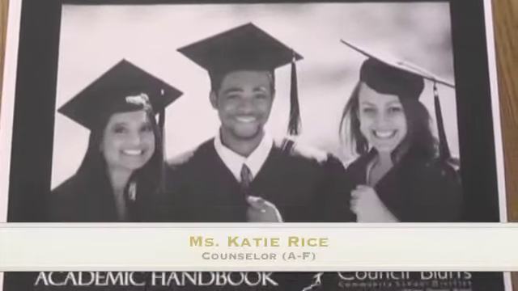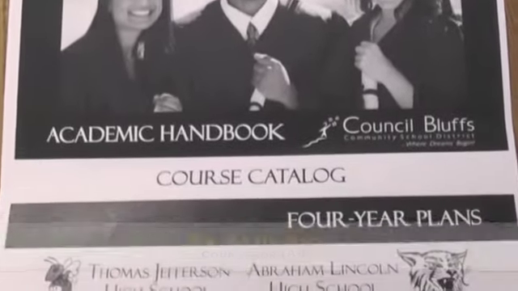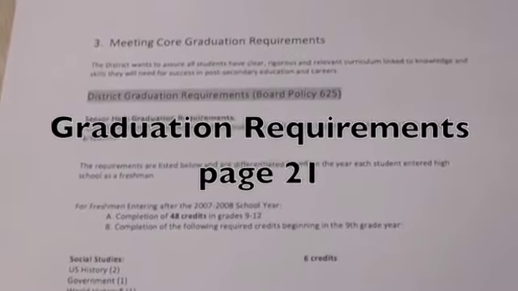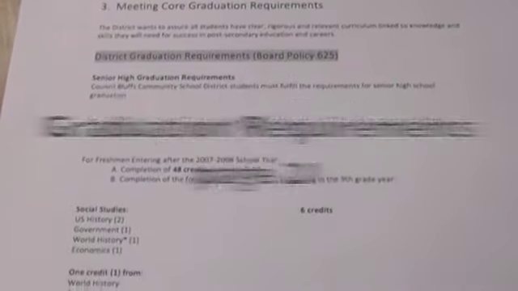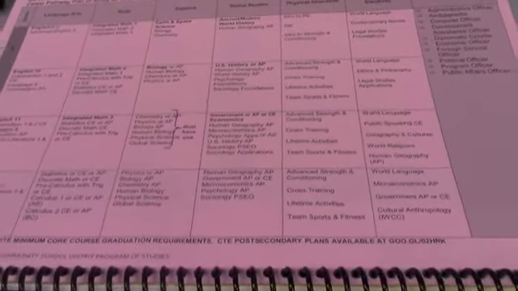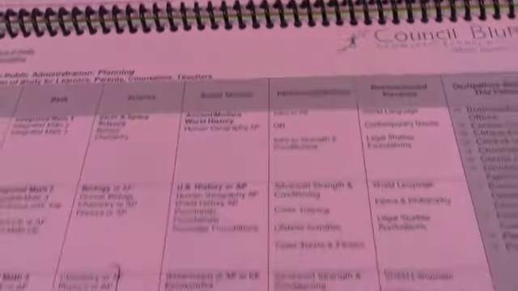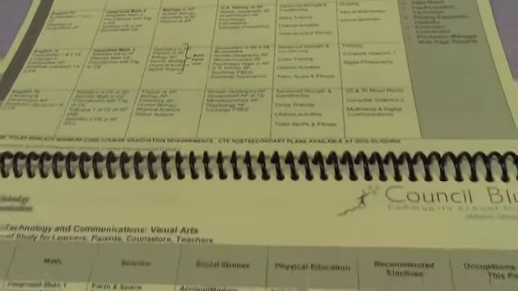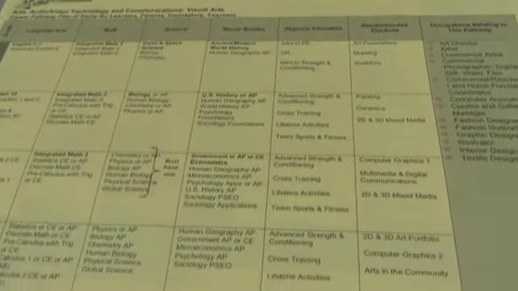Begin by looking at the program of studies. In the program of studies, you will find the graduation requirements. Please review these requirements as you plan your courses for next year to ensure you are on track to graduate. You'll notice colored pages in the middle of the program of studies. These are career pathway plans of study that outline the classes you should take to prepare for whatever career you choose. Please consult these pages when choosing your classes for next year.